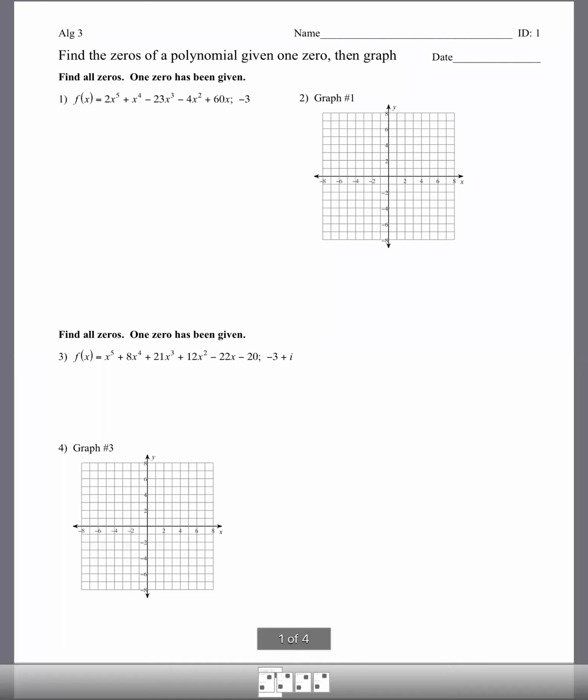Hello. So today I'm going to show you how to find all the zeros of a polynomial. But they've helped us out a little bit because they gave us one of them. So if we have one, we can at least use that as a jumping off point to find the other ones. So just a few things to talk about if we're looking at number one.